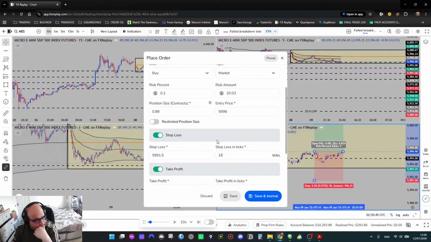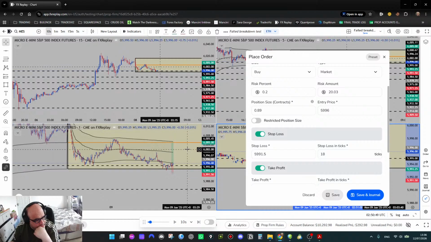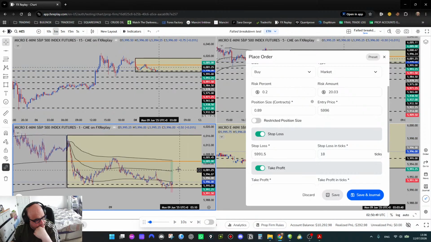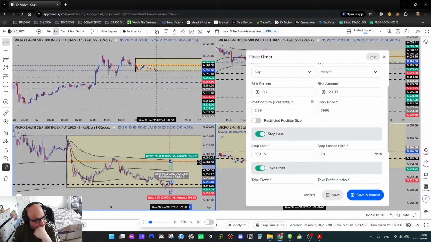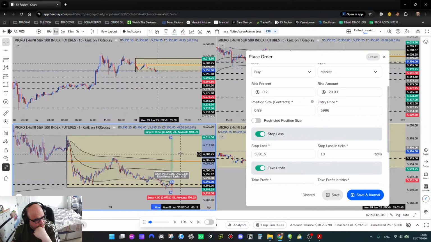We are at 2. I can move this one, and I can possibly target the previous day high. Maybe these highs, I guess. We'll see if we can reach the previous day highs right here. And we're just gonna scale out a bit.